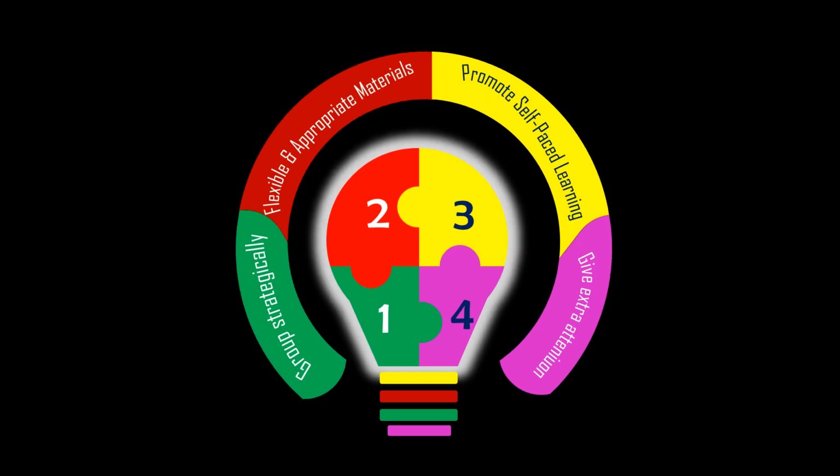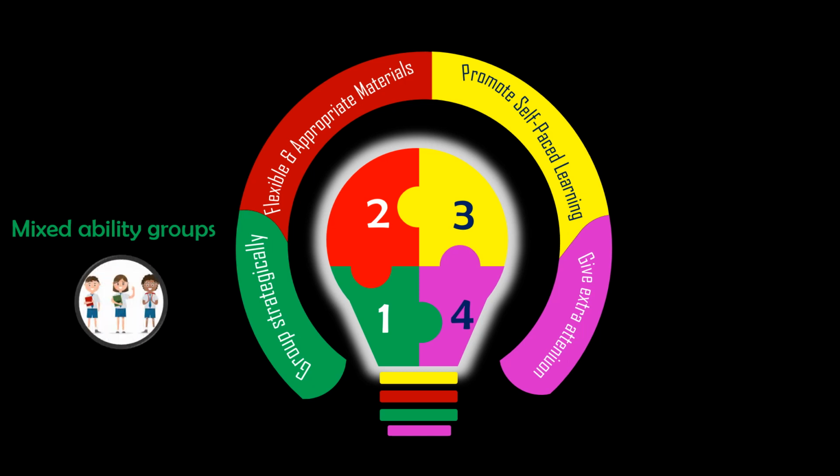Number 1, group strategically. For some activities, divide your students into mixed ability groups. This will encourage students of different backgrounds to include each other in their work. You may then want to group students by age or grade for skill subjects like reading and writing, arithmetic, and science.